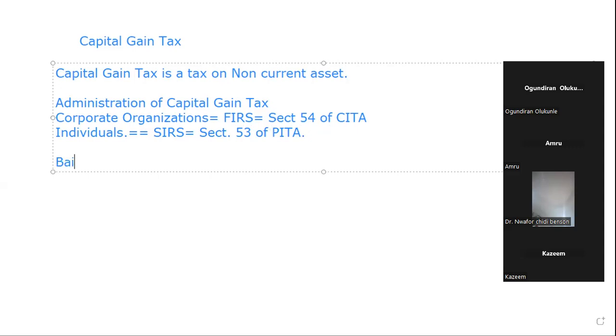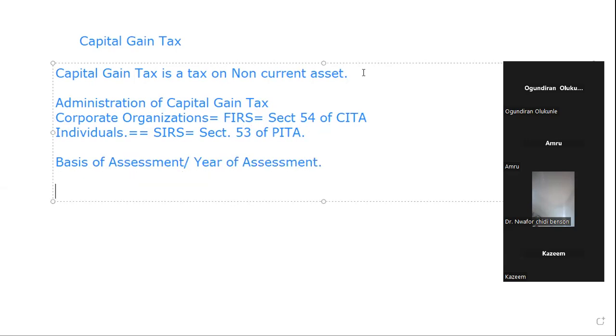Then let's now look at the basis of assessment, or what you would like to call year of assessment. It is important for us to note that the year of assessment will be on actual year basis. So that will be the tax will be on actual year basis, and that simply means from 1st of January to 31st December of the same year. Is that clear to everyone, please?